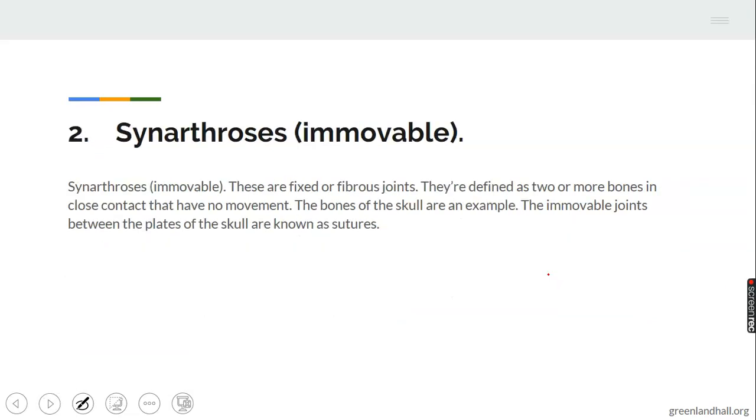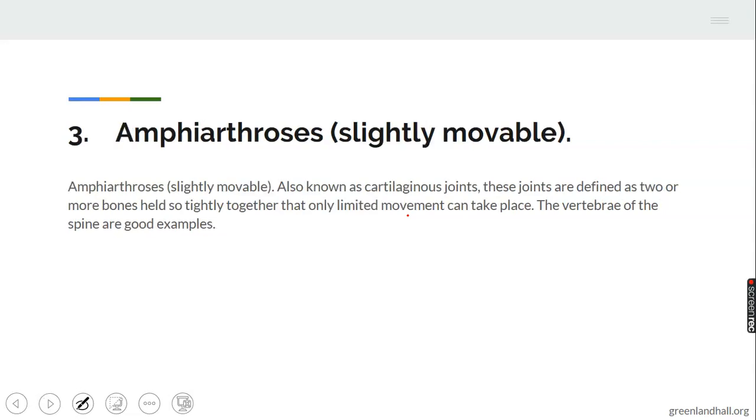Okay, now we have the immovable joint. These ones you cannot move. The bones are joined together, but you cannot move them. Now we have examples of these. We have the bones of the skull. The joints between the plates of the skull are known as sutures. These bones cannot move. You know that your skull is hard, is rigid, so it cannot move. Different bones are connected like that, they don't move. They are called immovable joints.